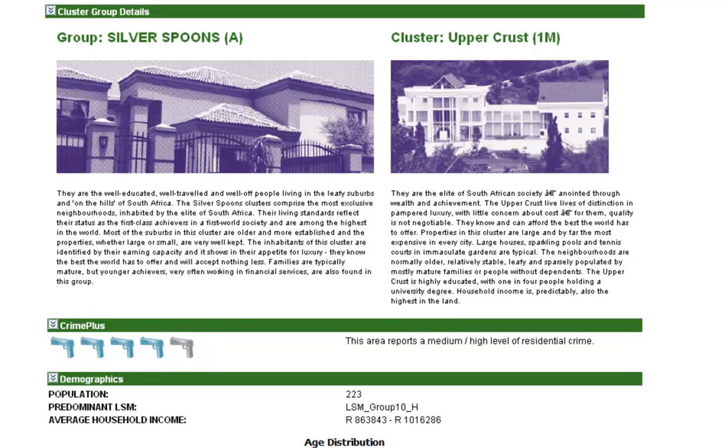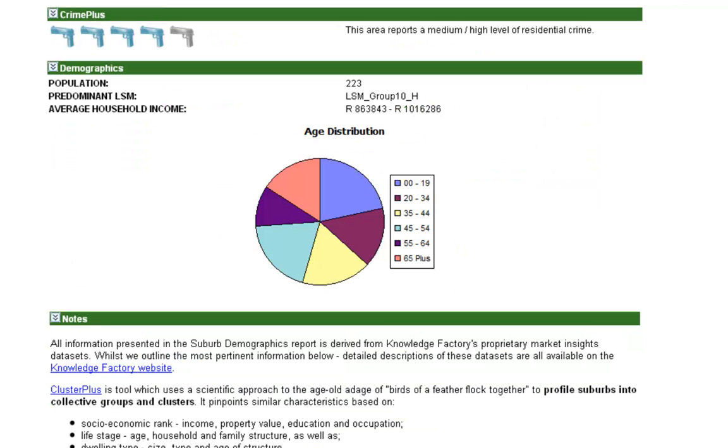1 or 2 guns representing a relatively low crime level, whereas 4 or 5 guns would represent a high level of residential crime. The demographic dashboard shows the number of residents in that suburb.